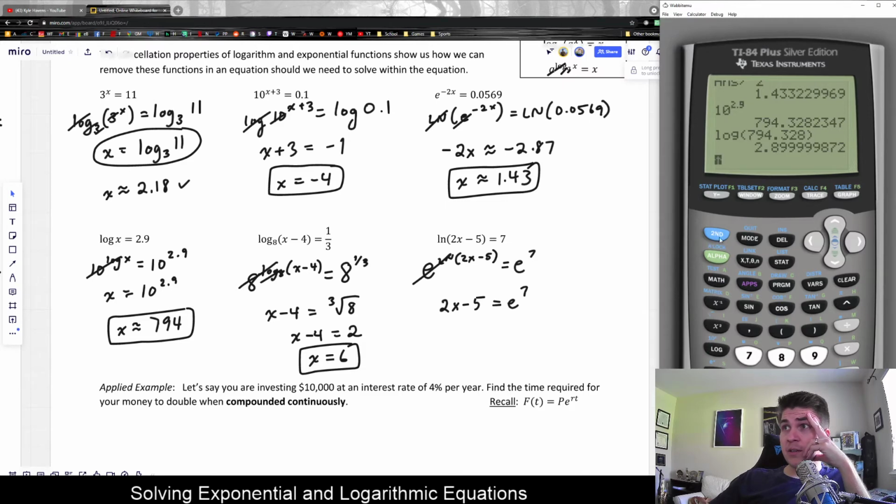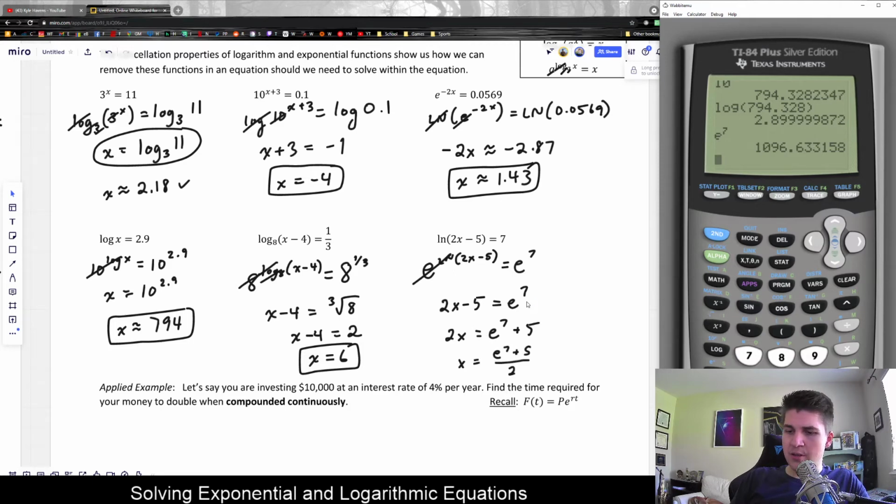Since e is approximately 2.72, this is going to be a very large number. We could figure out what that is, about almost 1100. But what's more common is to just leave it as e to the 7th power and solve. Well, I could add 5 to both sides. That would be e to the 7th plus 5. And then divide by 2.